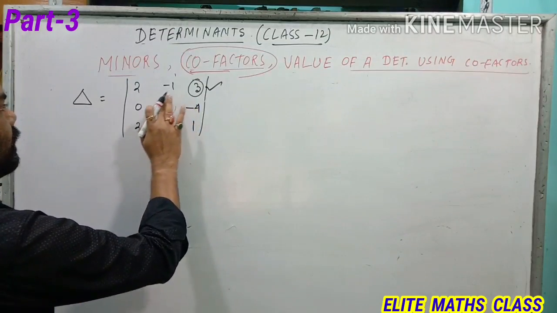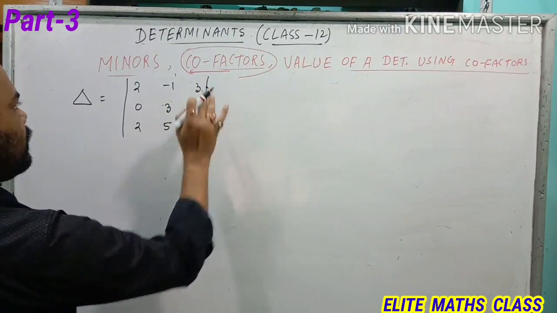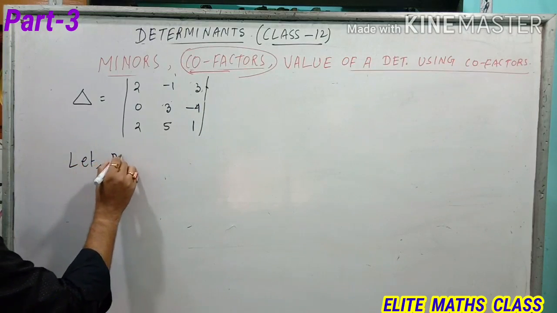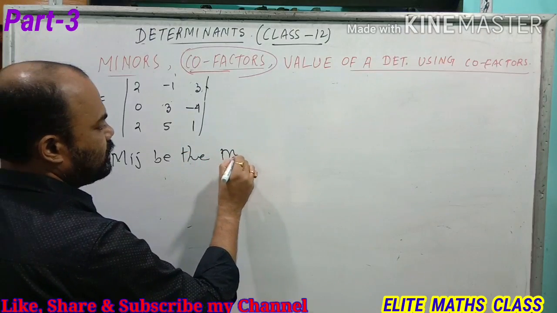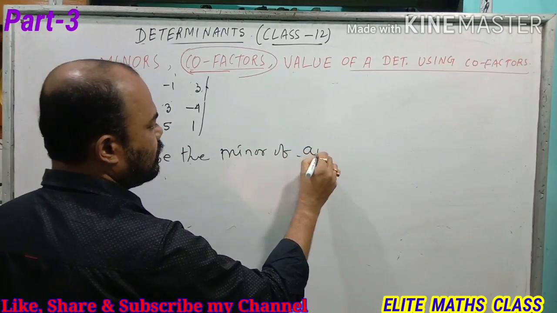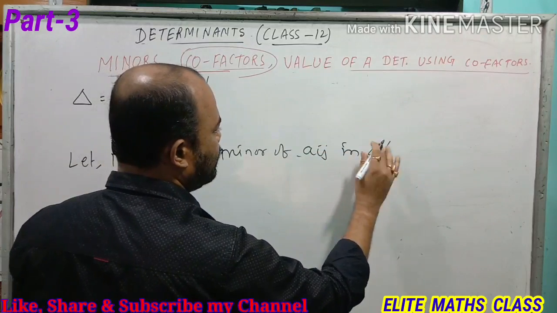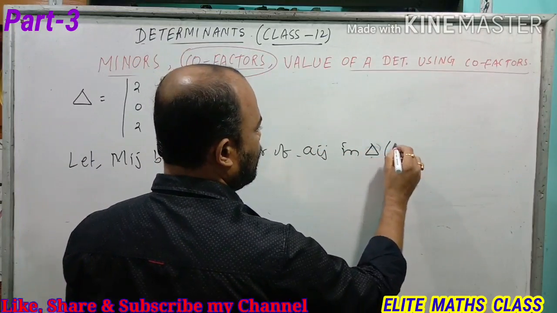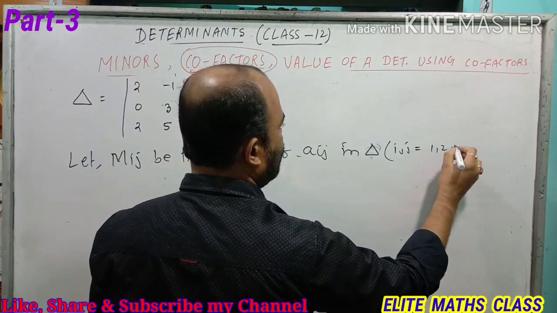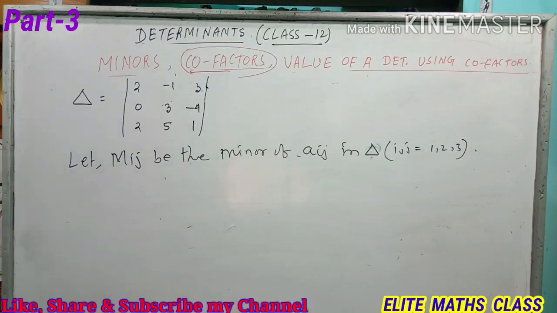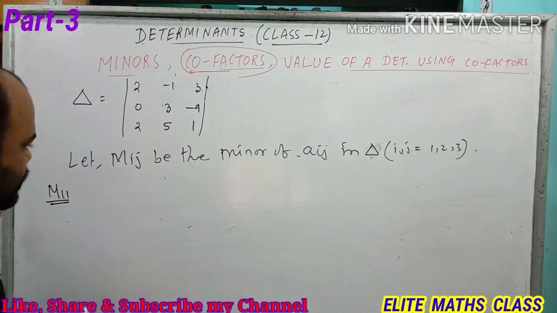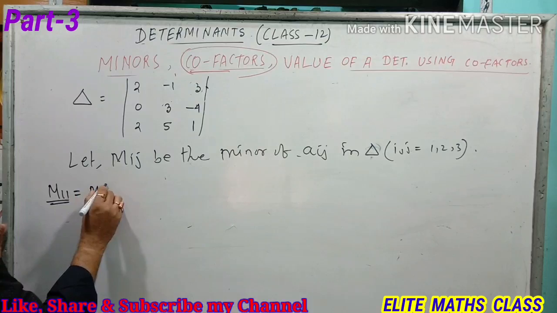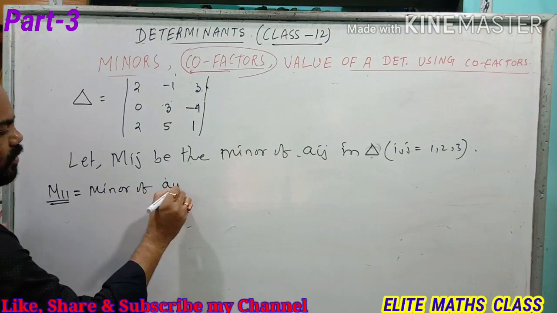Let Mij be the minor of Aij in del, and obviously i, j equal to 1 to 3. Now how many minors are there? As there are a total of 9 elements, there will be 9 minors. The first one is M11. M11 is which position? I am writing here the first one, minor of A11.